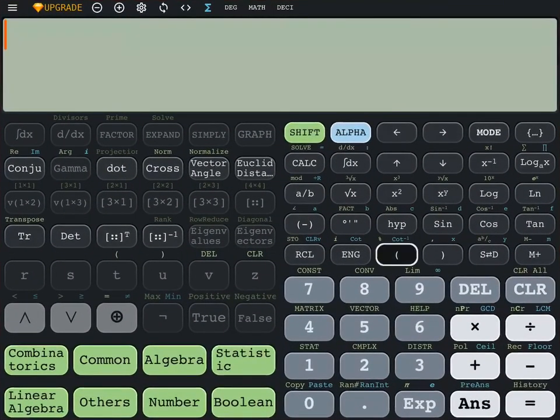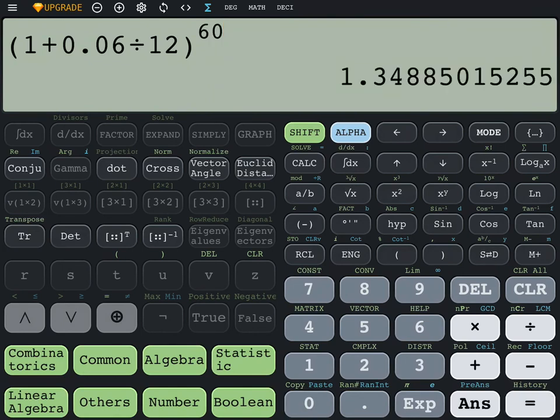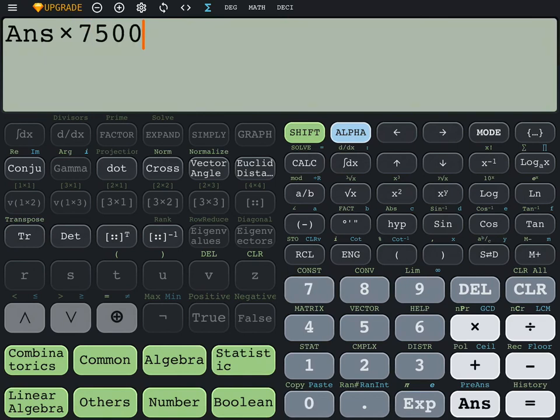We're going to do inside our parentheses first. And so I'm going to do parentheses 1 plus 0.06 divided by 12 and close my parentheses. I'm going to raise it to the 60th power and I'm going to push equals. But then I still have to take that and multiply it by 7,500. And you should get $10,116. And again, if this were money, we're going to round it to 2 decimal places. So that would be what, 38 cents?